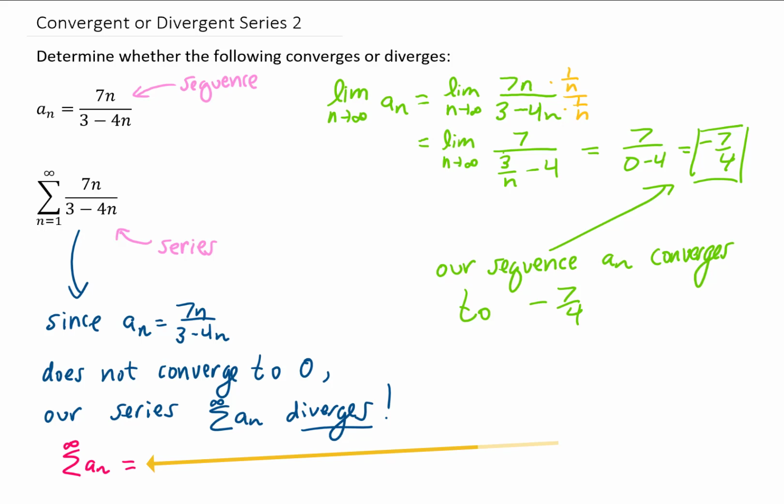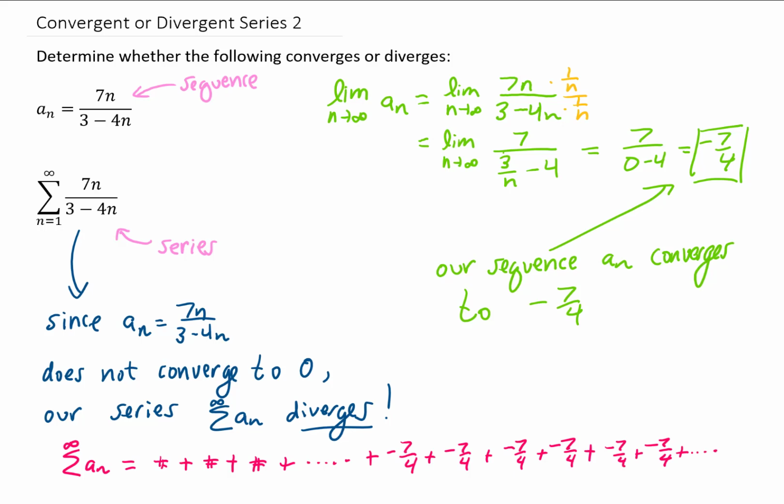To give you a 30-second reason as to why, if we tried to add up all of the terms in this series, we'd have a bunch of numbers and we'd be adding all those numbers together. And eventually, as n got really big, each number in our sequence is getting really close to negative 7/4. So as our n gets really big, we keep adding a bunch of numbers together that are really close to negative 7/4. Well, this is an infinite series, so this process goes on forever.